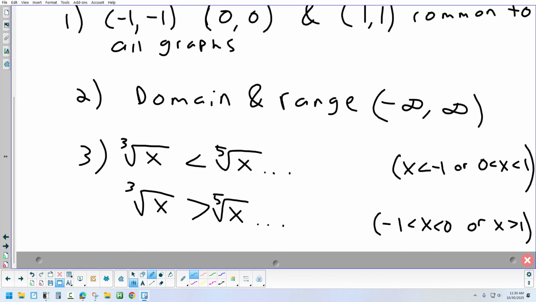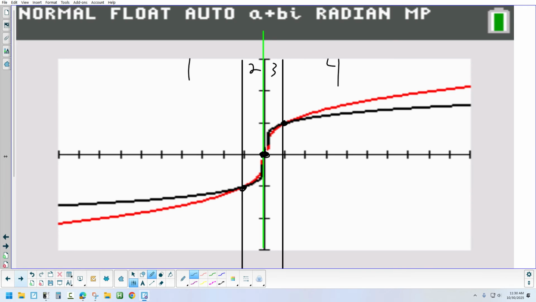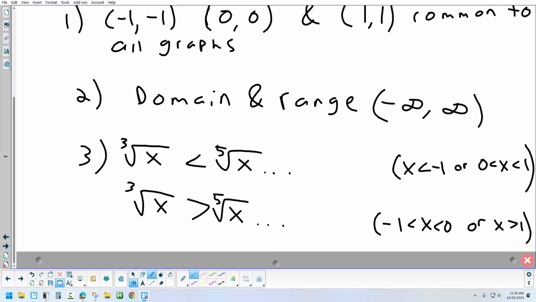And then to describe which graph is above the other, I have to describe sections 1 and 3 together, and I have to describe sections 2 and 4 together. That's what I've done right there. If you're in sections 1 or 3, the higher the index, the higher it will be on the picture. If you're in the other 2 sections, the higher the index, the lower it'll be on the picture.